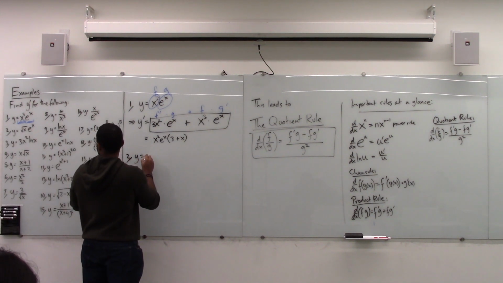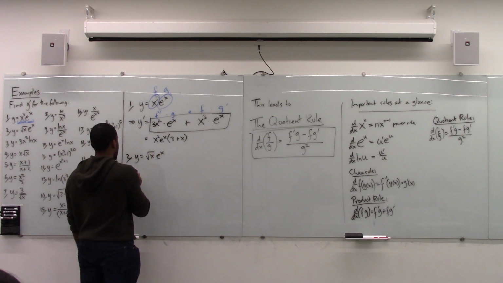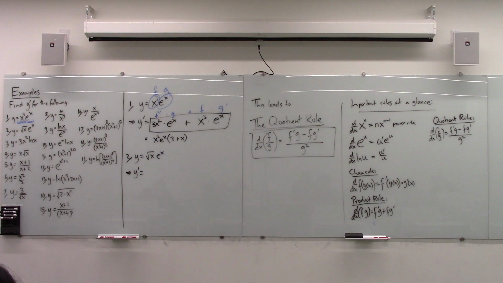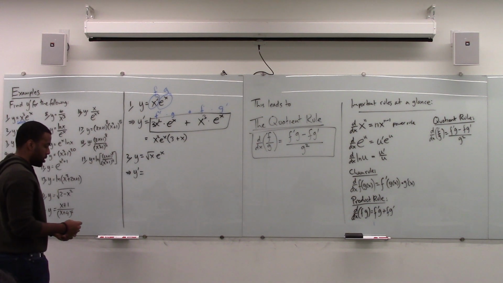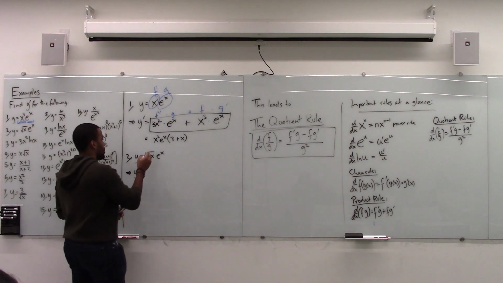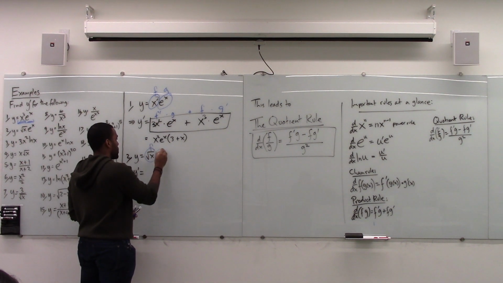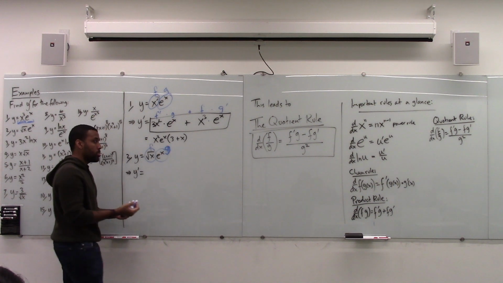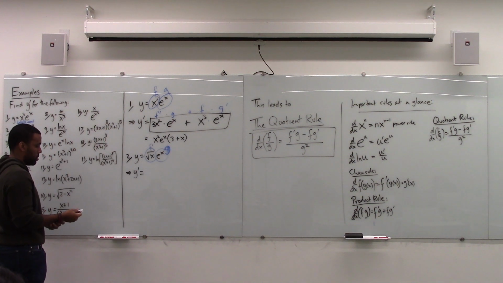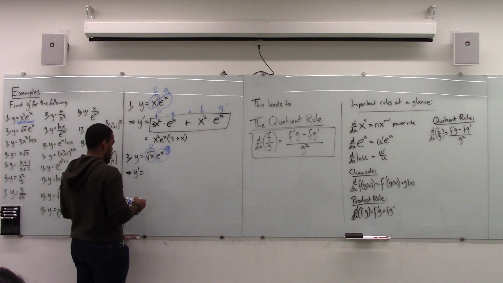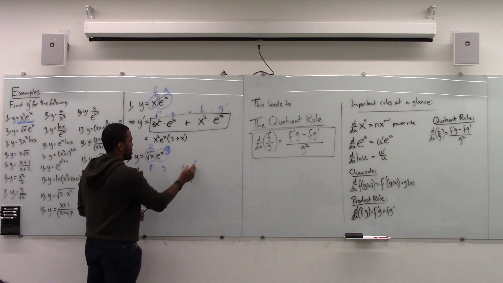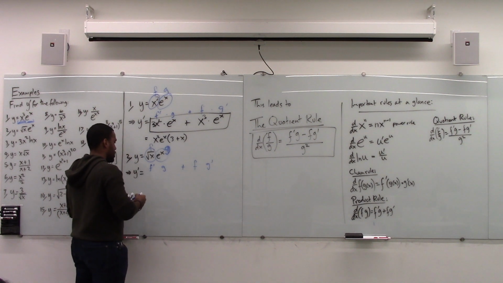Y equals the square root of x e to the x. So again, nothing new here, it's just an excuse for me to make sure you remember how to differentiate the square root. It's going to be the same idea. There are two functions, f and g, multiplying each other. I need the product rule. So you are going to have here f prime g plus fg prime.